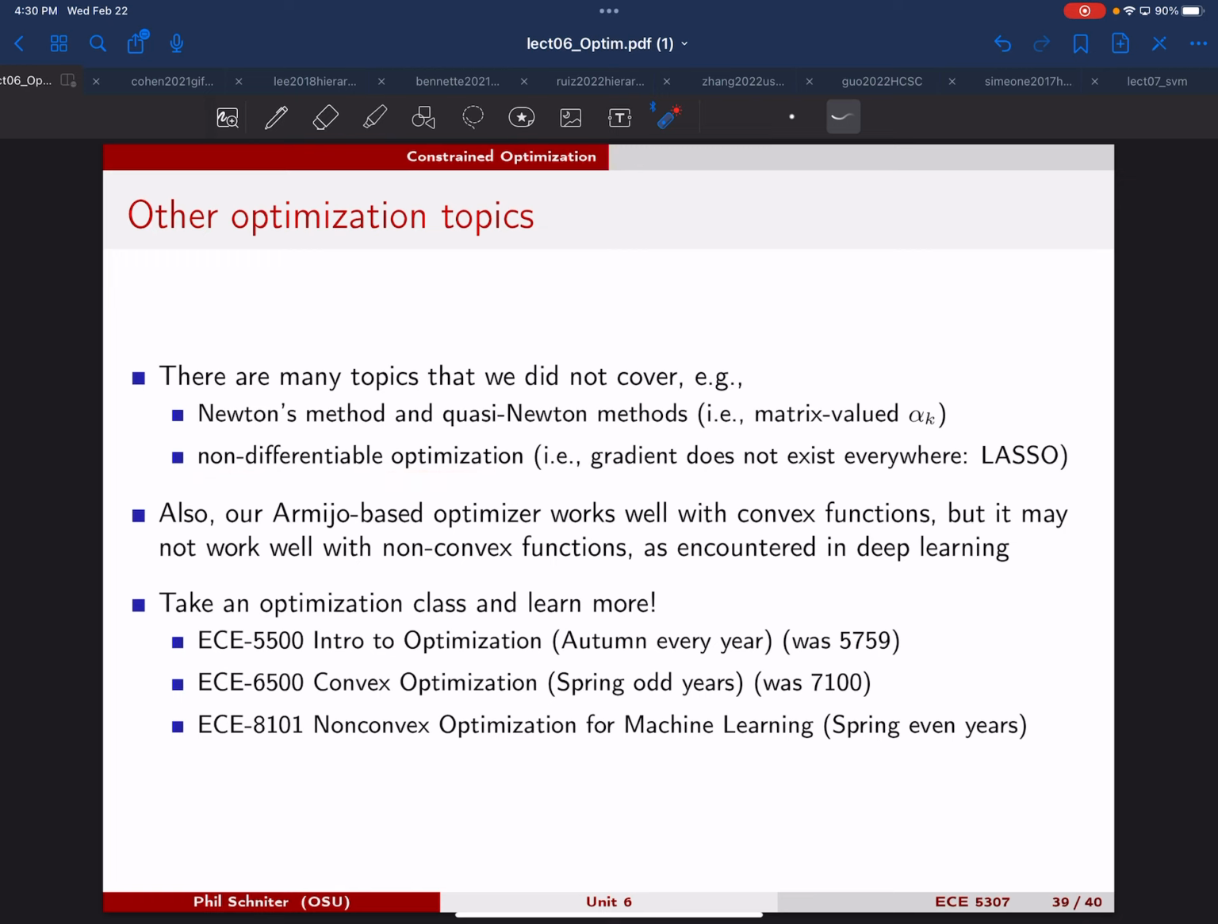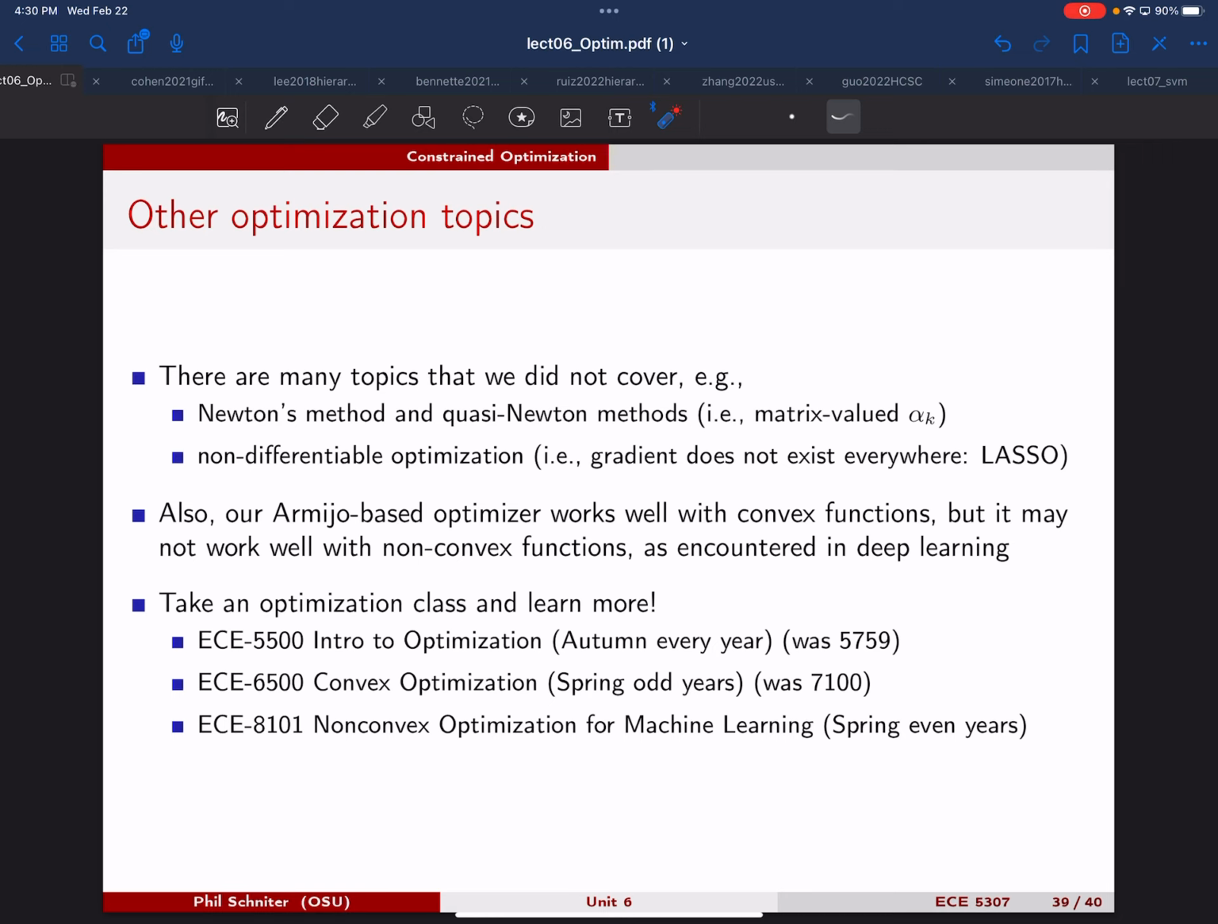Another comment is that the Armijo-based optimizer that we use works really well with convex functions, but with non-convex functions, it's not necessarily going to work well. In fact, what it might really try to do is converge right into the local minimum that you started closest to. But actually, in deep learning, you might want to jump out of this bad local minimum and into a deeper, better one. And for that, we'll talk more about some different methods that can help with that.